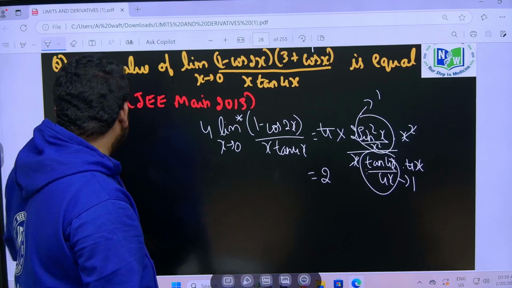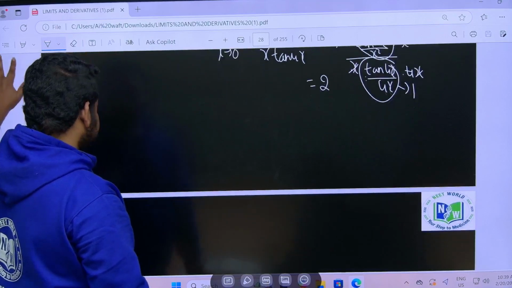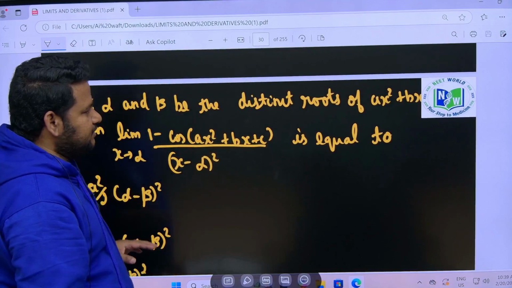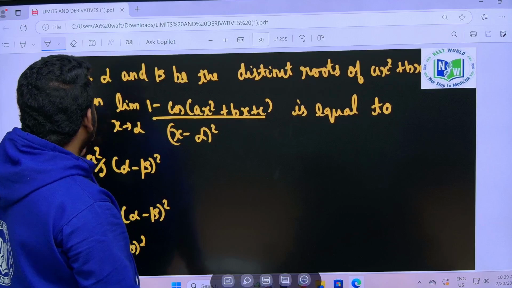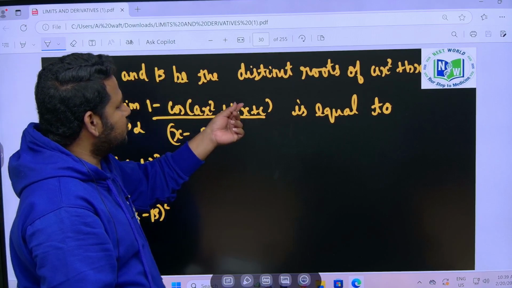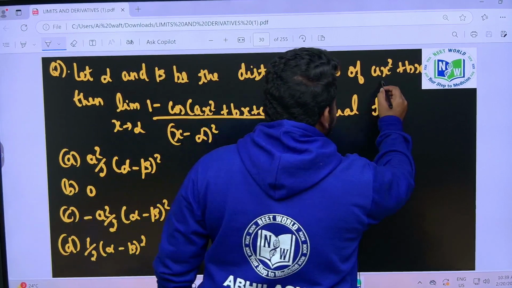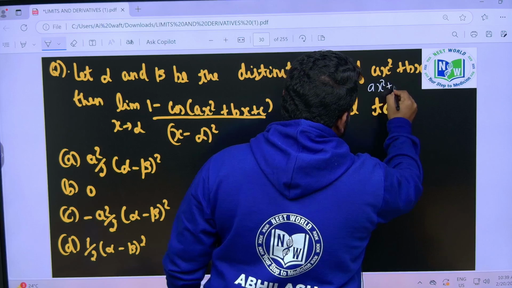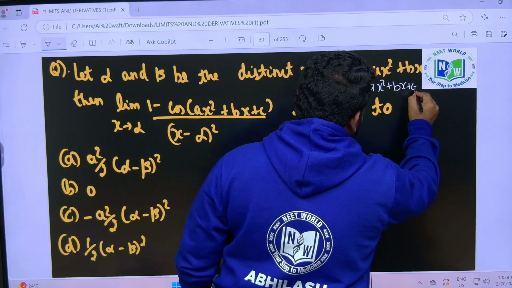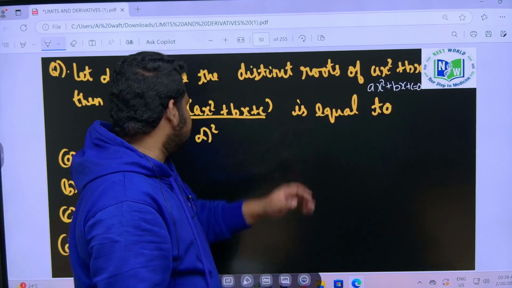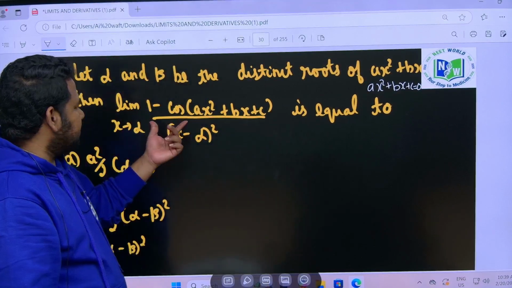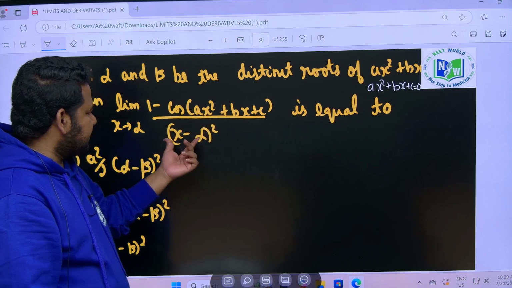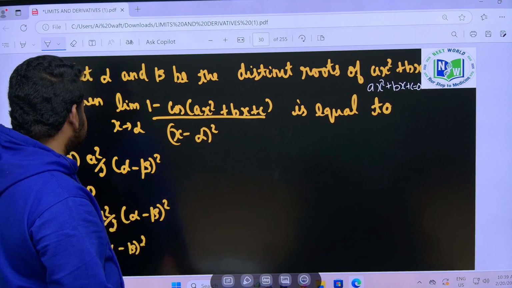Continuing from there, we will do the next question. We are still doing trigonometric limits. They are telling, let alpha and beta be the distinct roots of the equation ax square plus bx plus c is equal to 0. Then the limit of 1 minus cos of (ax square plus bx plus c) divided by (x minus alpha) whole square is equal to how much, they are asking.